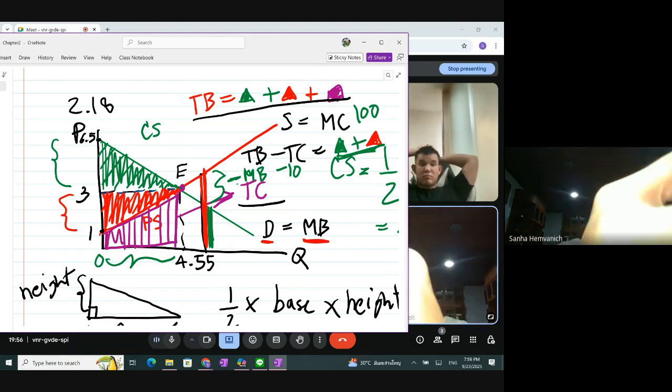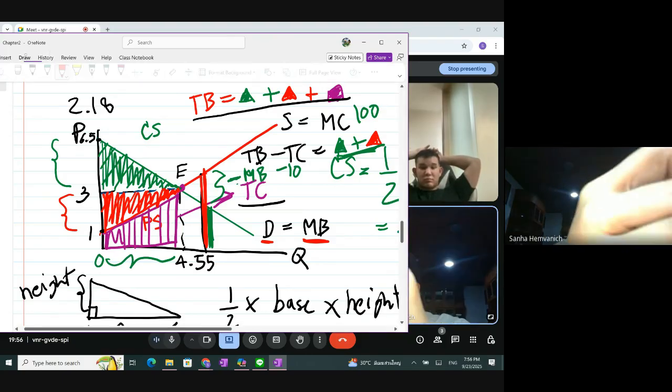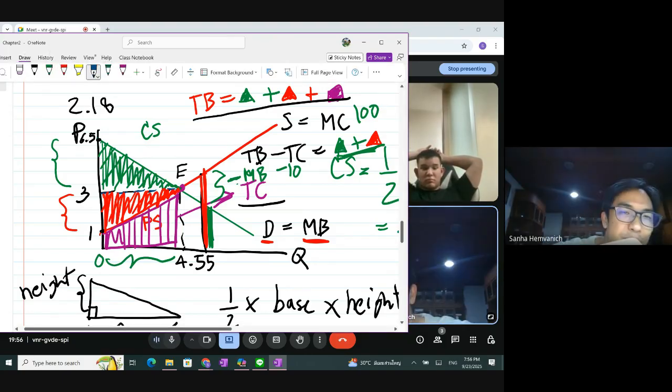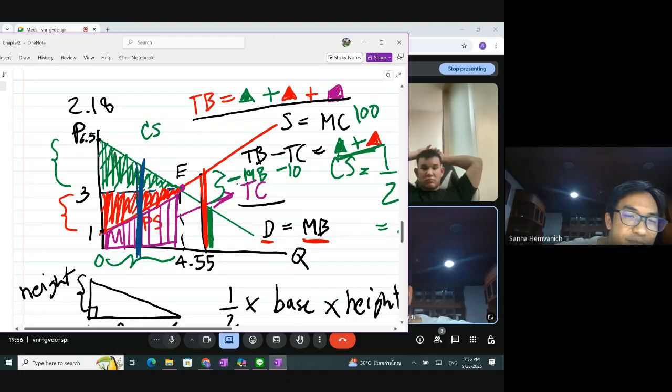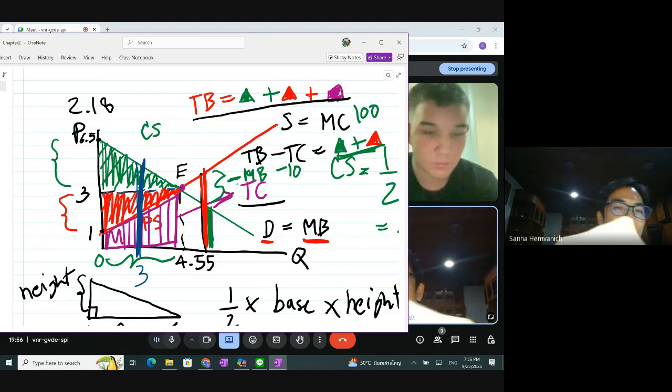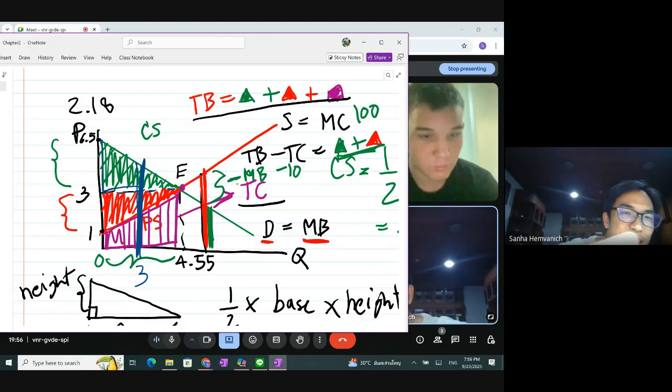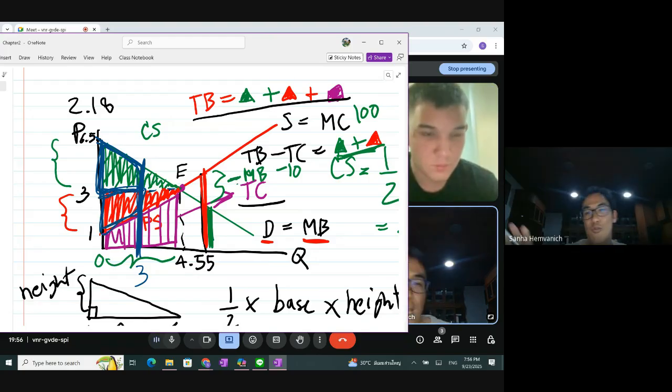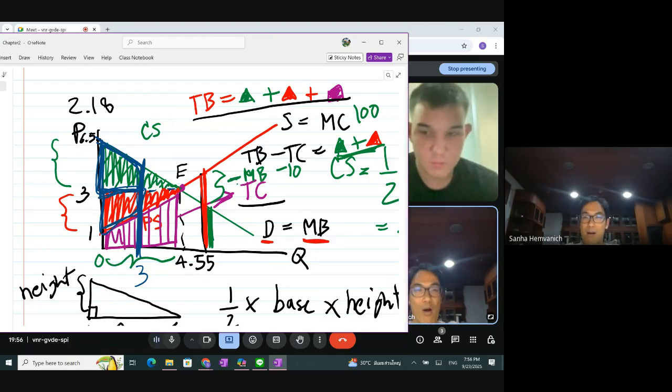What if you stop to the left-hand side? If you stop here, like at 3, what you have is just consumer surplus like this, and producer surplus like this. But you can see that if you go more, you can add more positive consumer surplus. You can add more positive producer surplus. So we should go more than 3.